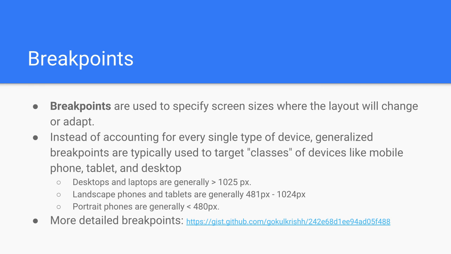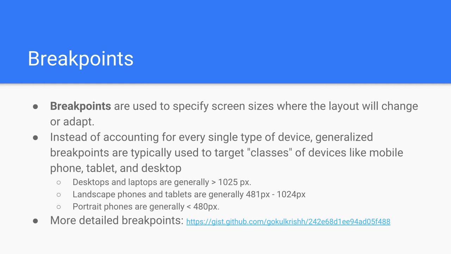So again, we kind of target classes. We'll think of mobile, tablet, and desktop typically. Sometimes we'll break it down even more and say mobile landscape, mobile portrait, tablet portrait, tablet landscape, and then maybe laptop, and then desktop, and then maybe even now ultra-wide desktop, because those are popular. So you can get as specific as you think you need to based on your site. That's a decision you have to make.